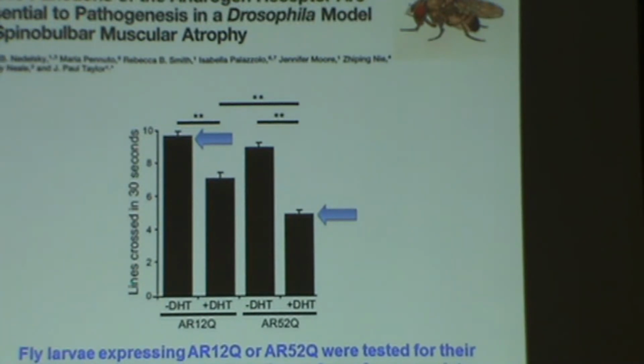In the fly larvae, the flies hatch and then they become like little things that crawl, and then eventually they turn into the fly. They scratch lines in a plate, and then measure how far the larvae goes in 30 seconds. The one with the short glutamine track went about 10 lines, but the one with the long glutamine track, in the presence of dihydrotestosterone, could only go about 5 lines. So it went about half the distance.